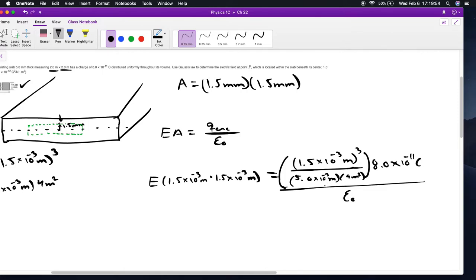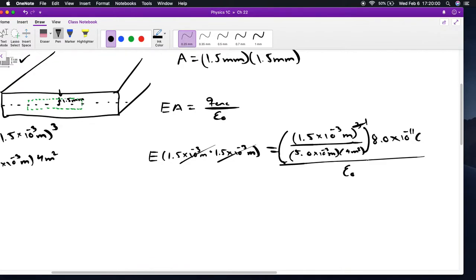And you can see that we have some great cancellation here. These two go away with two of those, leaving just one of these. And then you have E by itself. So after putting this into a calculator, E will equal simply 0.68 newtons per coulomb. So for every coulomb, the electric field is going to exert 0.68 newtons of force.